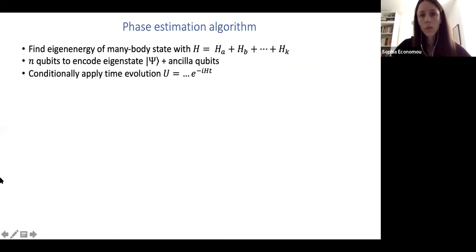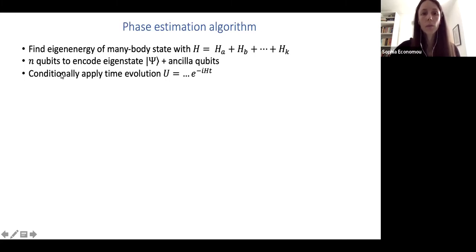So the most well-known approach for quantum simulation is the phase estimation algorithm. And here the idea is we want to find the eigenenergy of a many-body state. And you can think of the Hamiltonian written this way. These are non-commuting terms, so I've grouped the Hamiltonian into different non-commuting terms. And we assume we have n qubits to encode this eigenstate. And there are also some ancilla qubits that we use to run this algorithm.